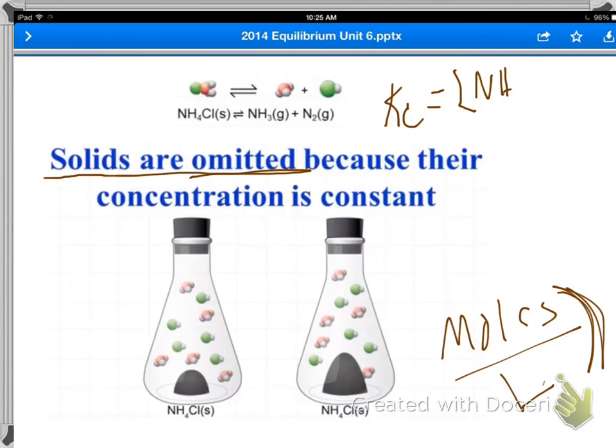Okay, so in the case of this equation, we would just say Kc is the concentration of the products times N2, and they are not over anything because the ammonium chloride is solid, so it's just going to be over 1. So I can just show it as the products.